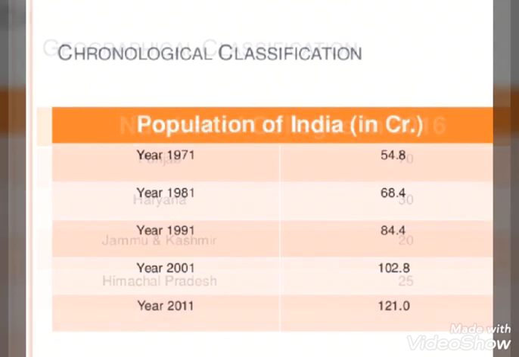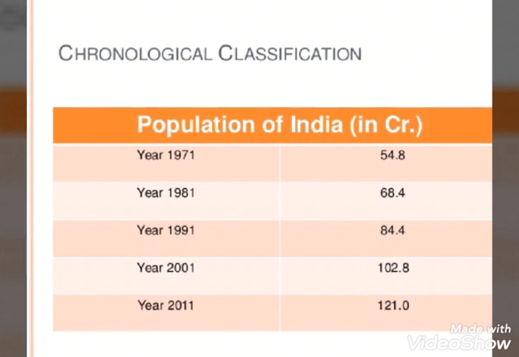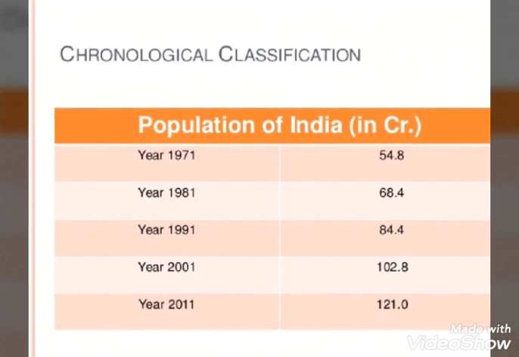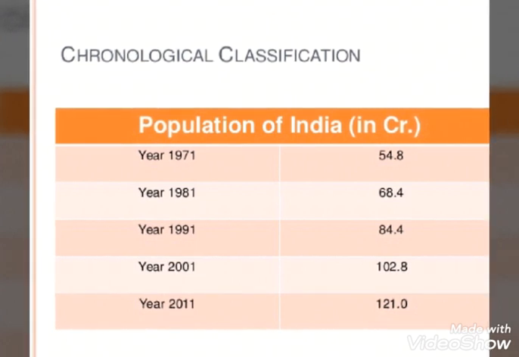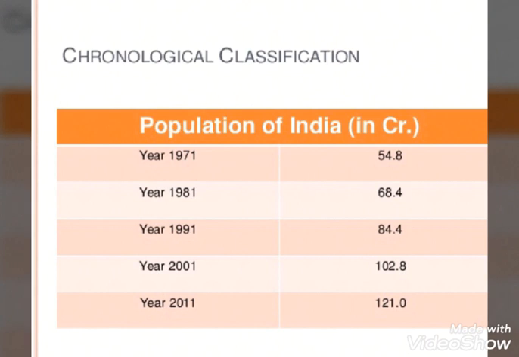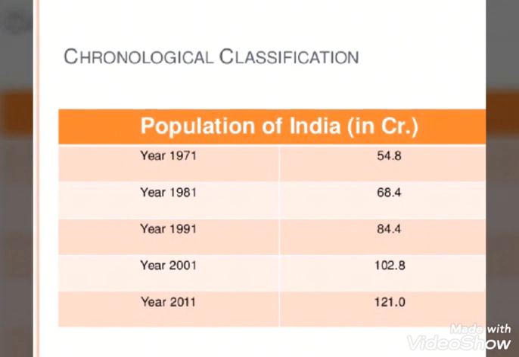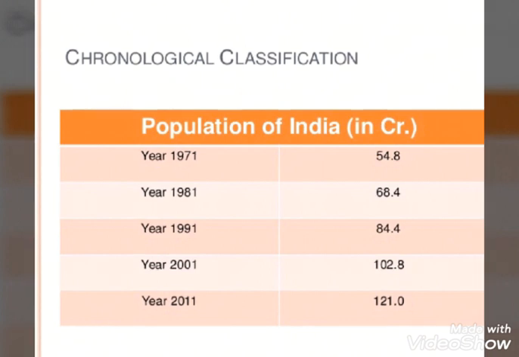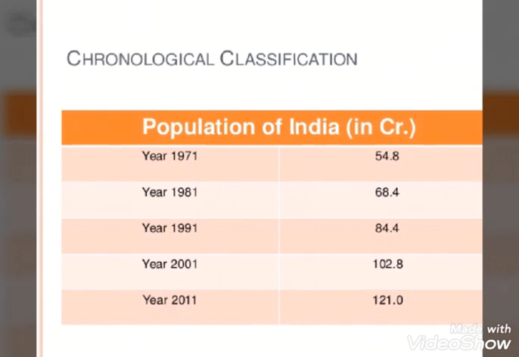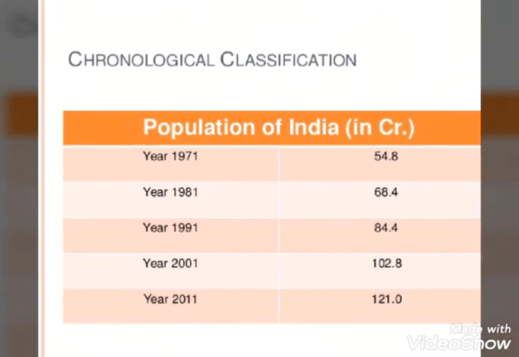Then we are moving to the chronological classification. Chronological classification is defining your years. As step by step you are moving, there are years left behind. So these are counted under the chronological classification. See the example: population of India in crore, year 1971, 1981, 1991, 2001, 2011. You can see there is a similarity between these years: there is a 10 years difference. And in front of them, the population in crore is mentioned. This is what chronological classification means.